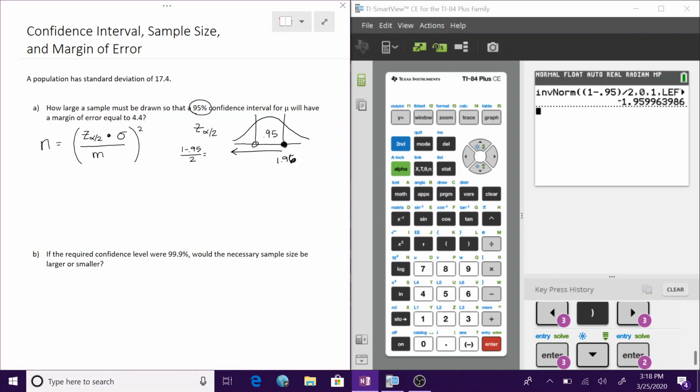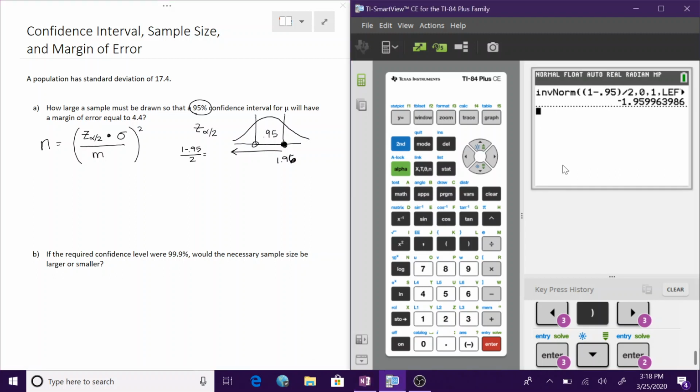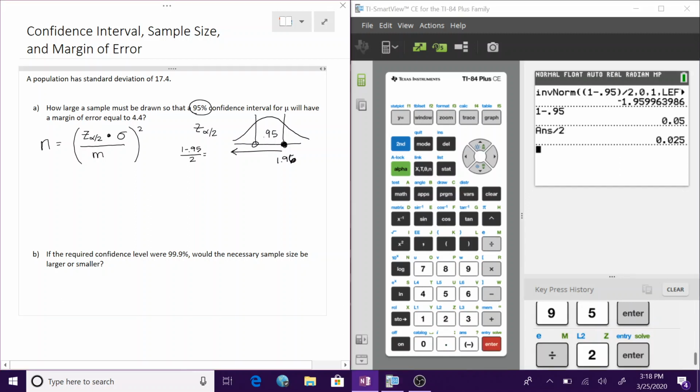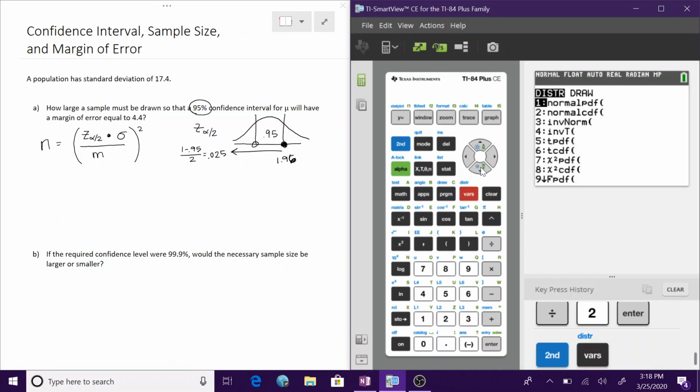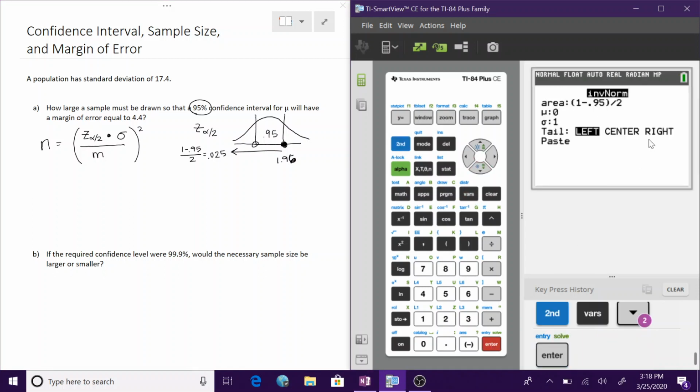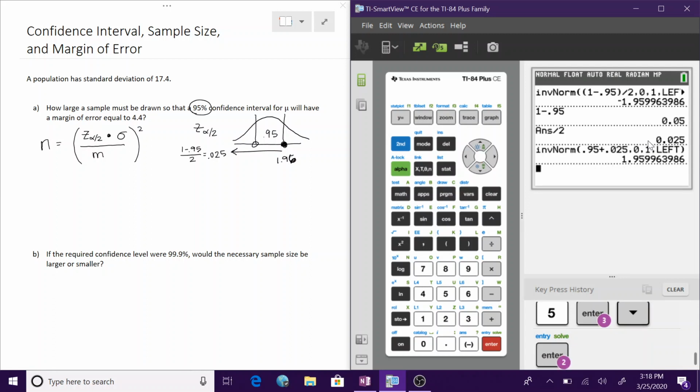But if you need to do this all the way out, I understand. The way to do that is you do 1 minus 0.95 right here. Divide that by 2, and you get 0.025 as your missing value. And then if you go back into your inverse norm and do 0.95 plus that 0.025, you will see that we get the same answer, just the positive version.